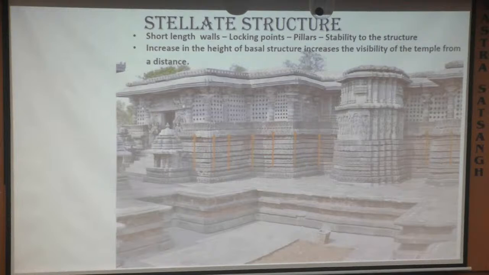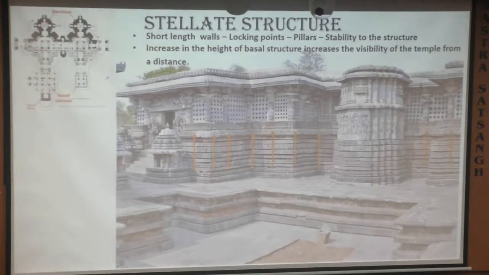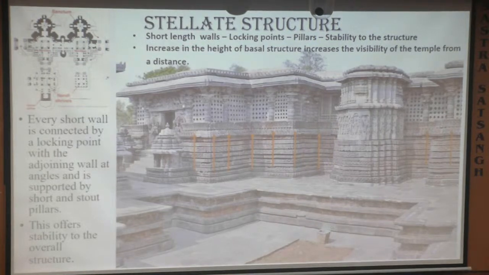So the upper high rise structure is minimal so that the temple can be saved. Whereas the top layer, in the initial stages, they had gone still higher, but it has been dismantled because it happens to be a weaker rock and it had fallen. So they have removed it, I think. This is what we were able to see in our literature. At every point you have a pillar to support it, and the basal level is also raised. So with short length walls, locking points are more, the pillars are there to stabilize, and the increase in the height of the basal structure increases the visibility of the temple. This is what this picture gives you.